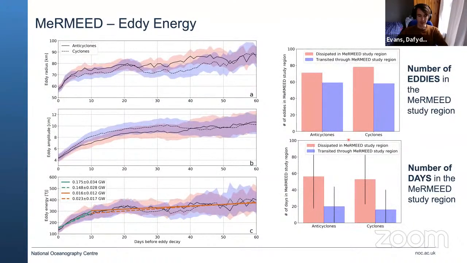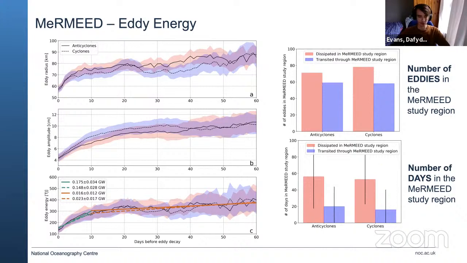And so when we do this for all of our eddies, and we can separate anticyclones and cyclones, this is what we see. We have the change in the eddy radius in the top, change in the eddy amplitude in the middle, and then the change in the eddy energy in this bottom plot. We can also see some statistics here of the number of eddies that we observe in the study region, those that dissipate within the study region and those that transit through it, for cyclones and anticyclones, and also the number of days they spend in the study region.